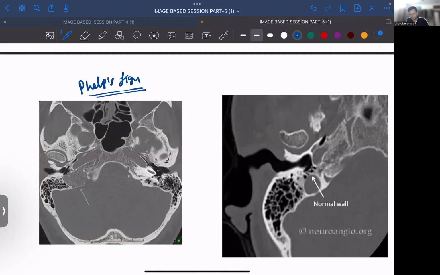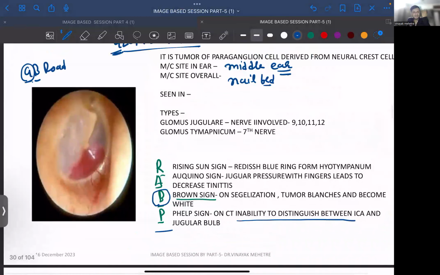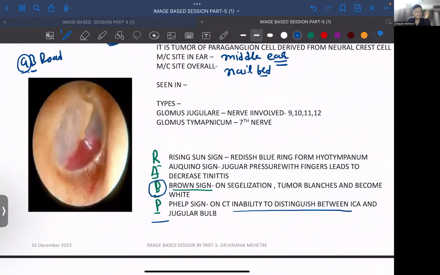ठीक है. ब्राउन साइन क्या है? सीगल स्पेकुलम, जो इमेज हमने देखी थी. राइट. If you will increase the pressure in the canal, this red part will become white. Okay, ये लाल सफेद दिखना चालू हो जाएगा. रीजन प्रेशर आ रहा है उस पे. That is called as brown sign. Okay.